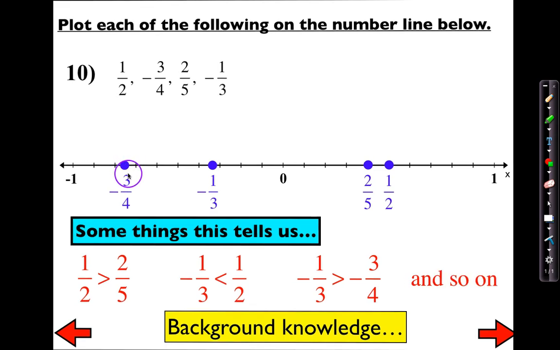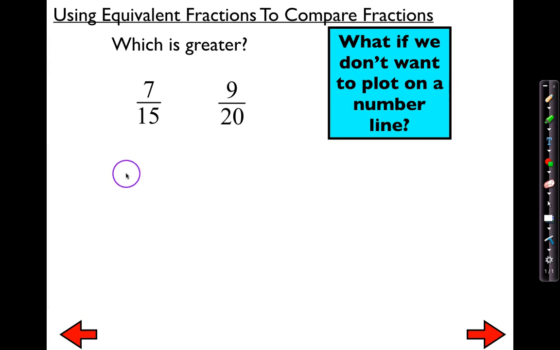And so on. Now, using equivalent fractions to compare fractions, this is what we're going to do now. We're going to try to figure out which is greater. And what if we don't want to plot it on a line? What could we do? Well, first of all, it's definitely beneficial to compare them when they have the same denominator. So what I'm going to do is look for the lowest common denominator, which is 60.